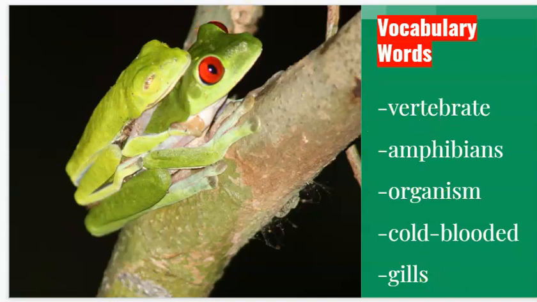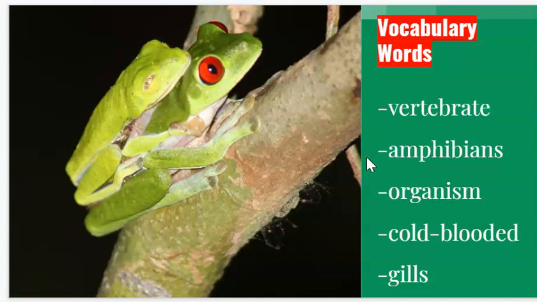Let's go over these new vocabulary words. A vertebrate is an animal that has a backbone or a spine. Remember, we've talked in previous lessons that a caterpillar and a butterfly are invertebrates. That means they have no backbone and they have no spine. In fact, all insects are invertebrates.